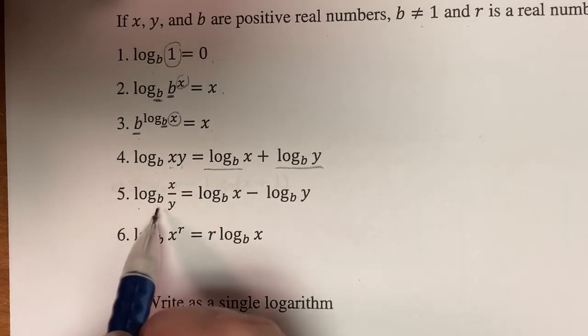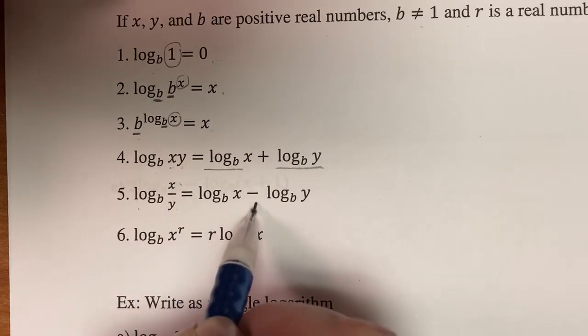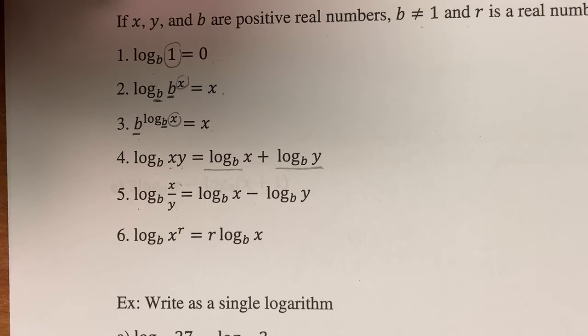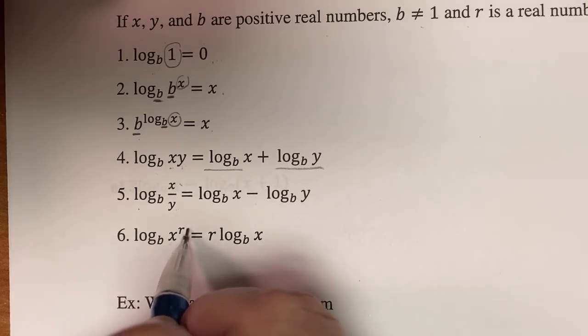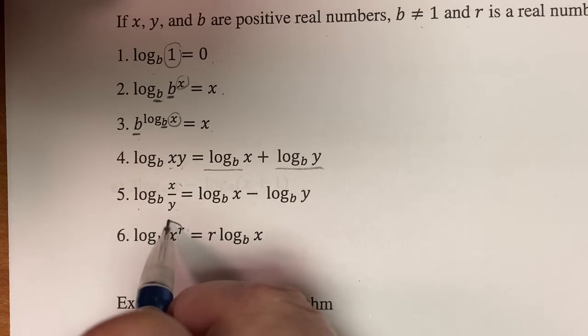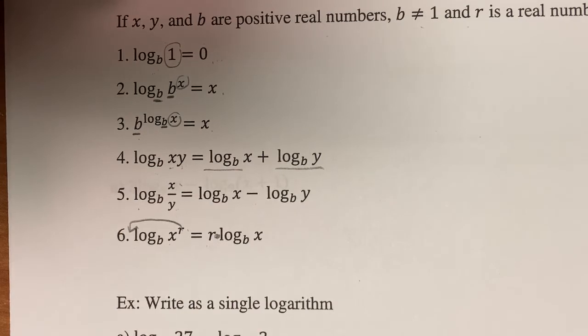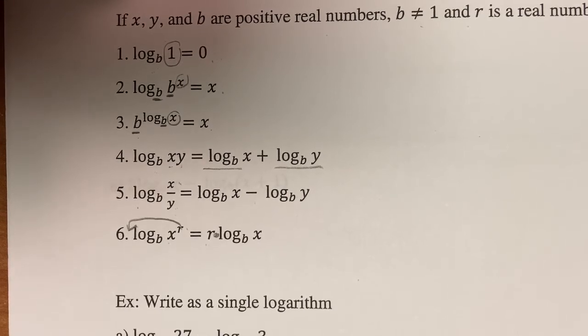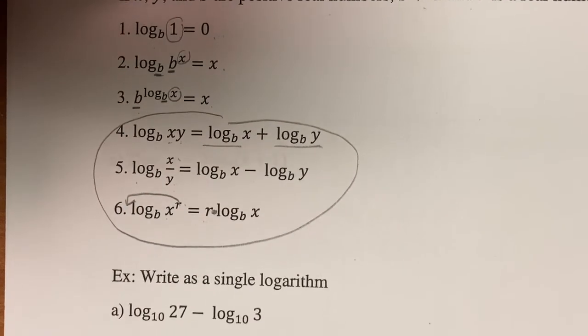For number 5, if I'm taking the log of two things that are being divided, I subtract the individual logs. And finally, number 6, if I'm taking the log of a monomial that's being raised to a power, look what happens. That power comes down in front and gets multiplied by the log. So let's practice those. Right now you're thinking, what? But practicing will help. These are so important for you to know for the rest of the course.